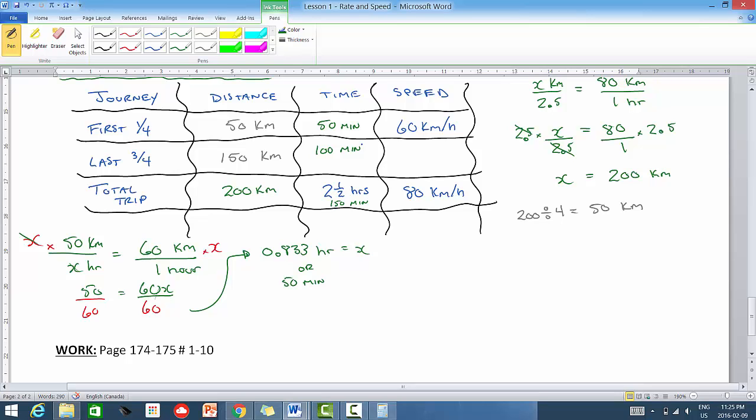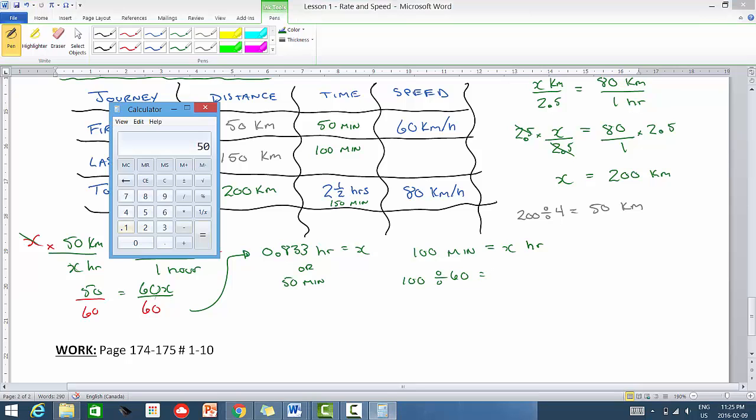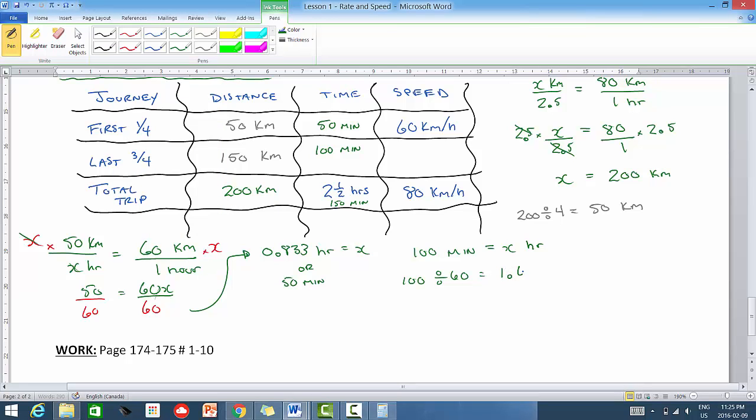So this part here, 100 minutes is equal to X hours. For the conversion, you divide by 60, 60 minutes being in an hour. 100 divided by 60 equals 1.67 hours. We can put that up here as well, 1.67 hours.